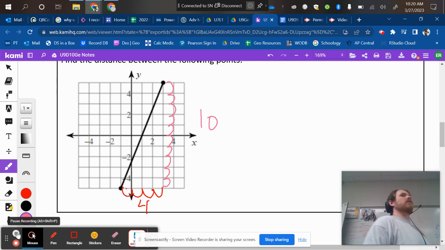Would it be 10 over 4 or 4 over 10? The slope. Well, that'd be run over rise. So we want to go rise over run, so it'd be 10 over 4. Now, what kind of shape did that almost make? Does that make like a square?